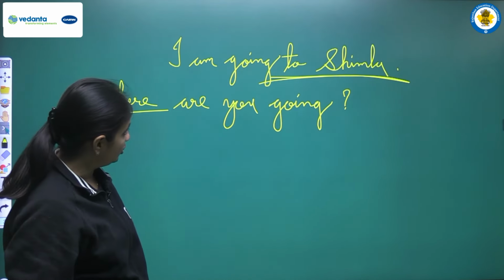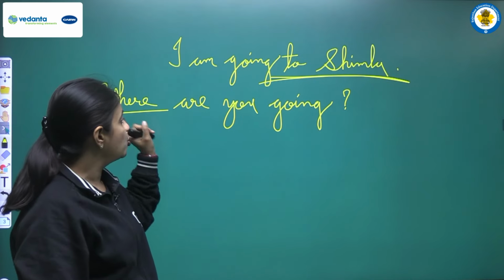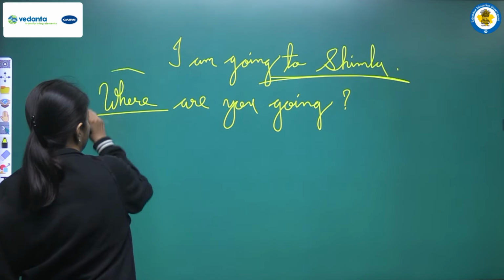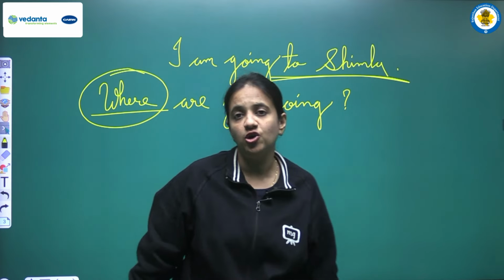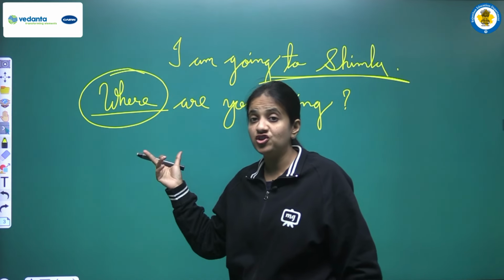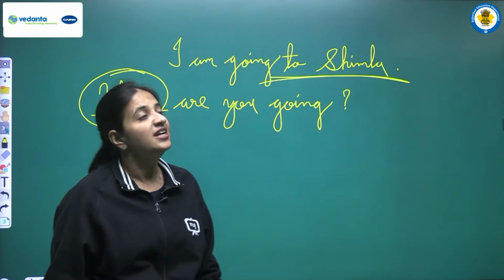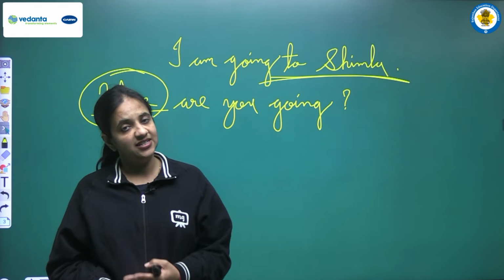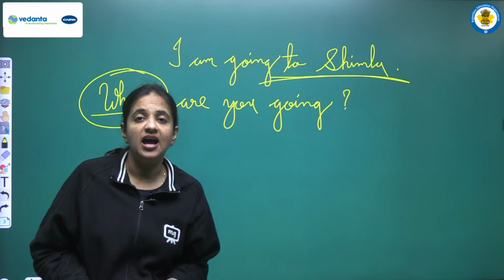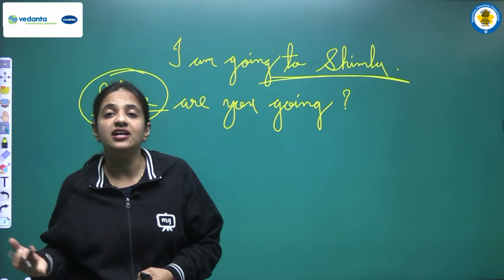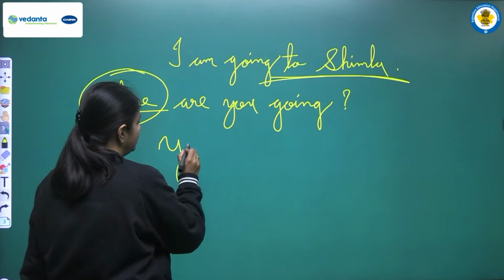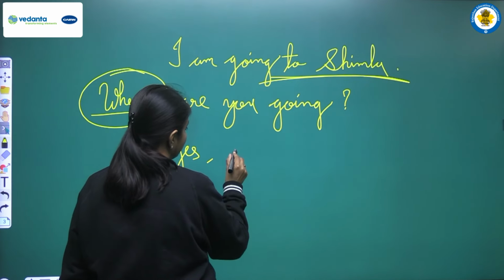Answer is I am going to Shimla and the question is where are you going? Clear? So we can make a question using any WH word, or we can say using any question word. Now the second option is that we can make a question using any auxiliary verb, and such questions always have the answer that is having yes or no in the beginning.